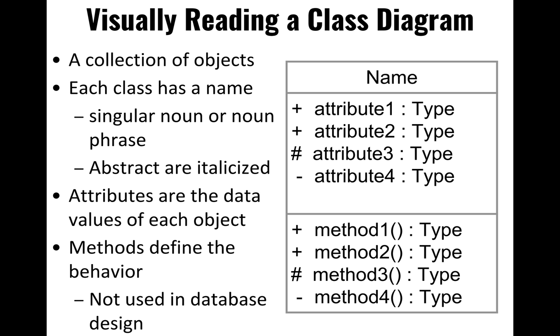Additionally, we have accessors that describe the accessibility of each one of these properties, where minus represents being private, meaning no one has access outside of the class to any of these properties. Plus means it's public, so from outside you have access to those properties. You have a pound, which is protected, meaning only inheriting classes have access to those properties.